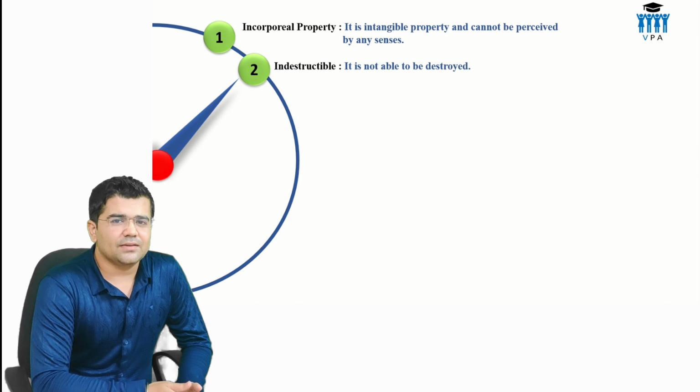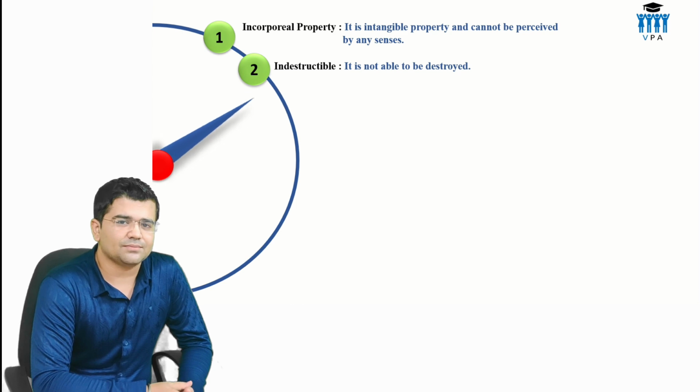The next point is it is indestructible. Intellectual property is an intangible property and hence it cannot be damaged, it cannot be destroyed. Whereas in the case of movable or immovable property, the property can be destroyed.